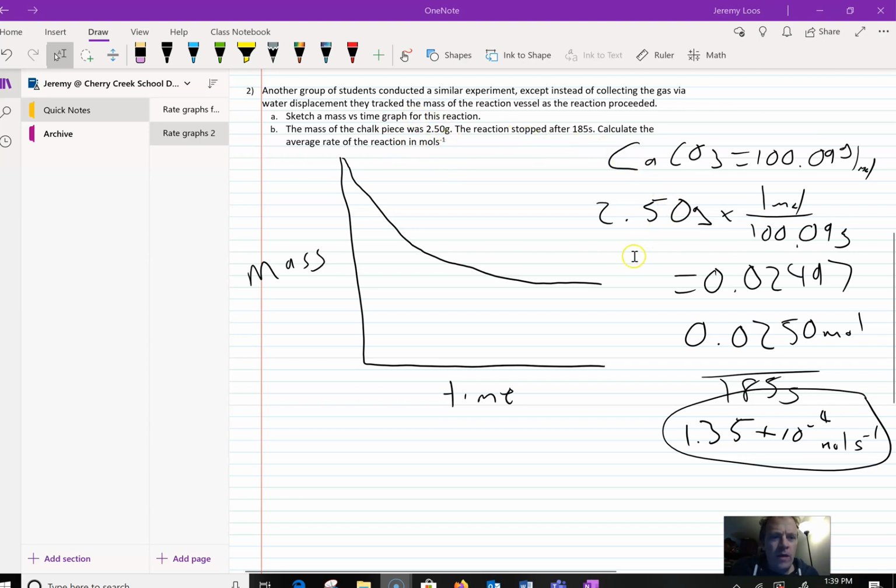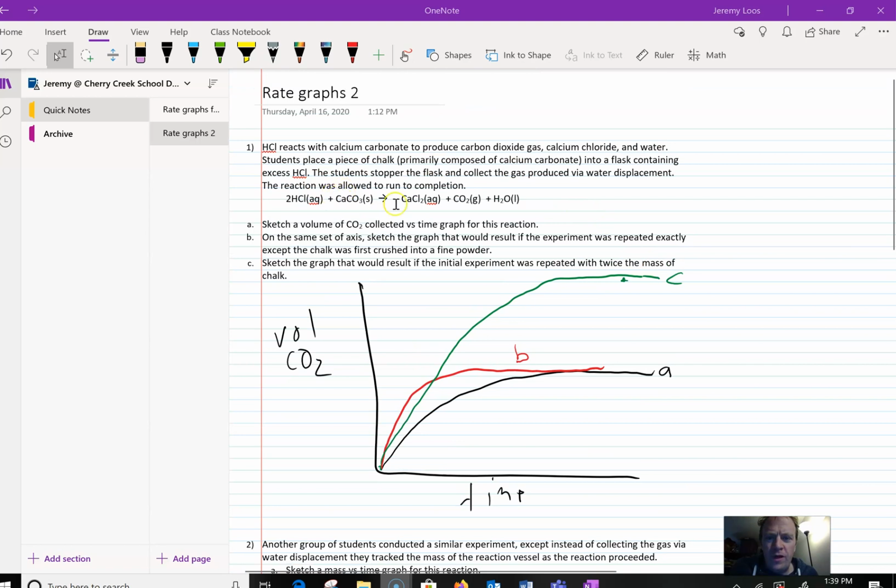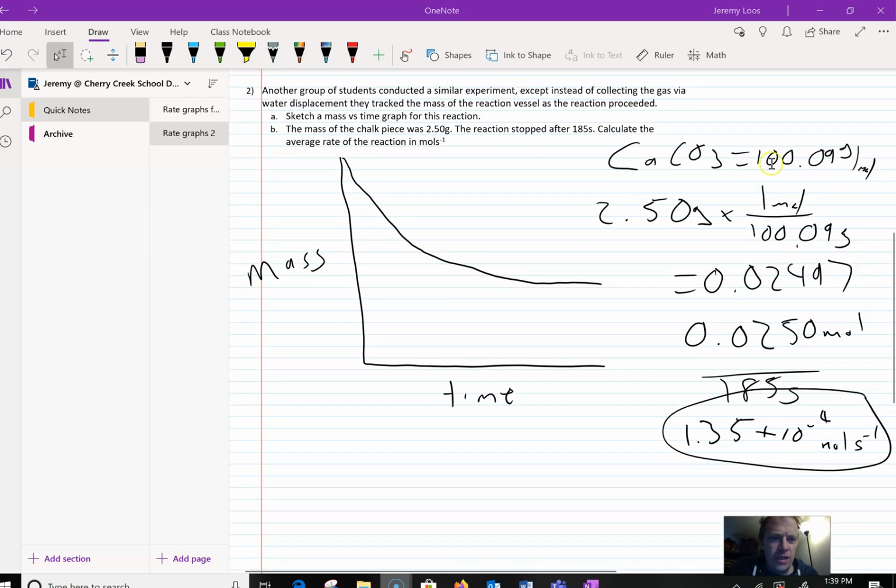So it mentions in the other problem, or from looking at the chemical reaction, we can realize that chalk is calcium carbonate. Calcium carbonate's molar mass is very close to 100. So we can change the 2.50 grams to moles. It's about that many moles. Call it 0.250. 3 sig figs is probably about right. And then we just need to divide that by the number of seconds that the reaction took place in.